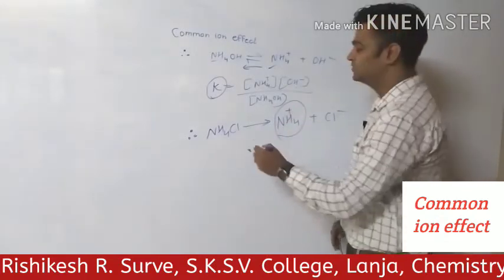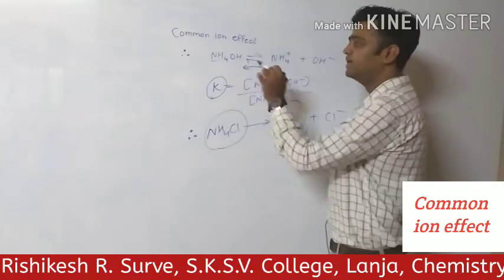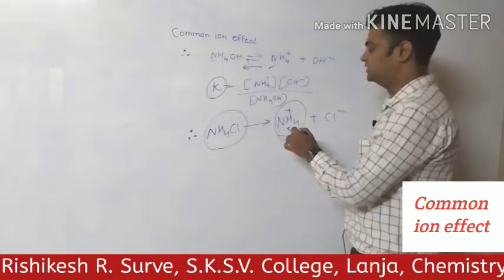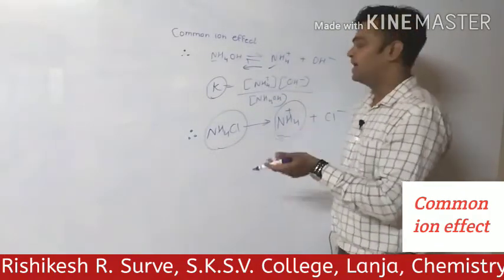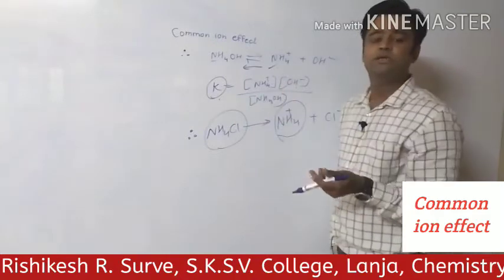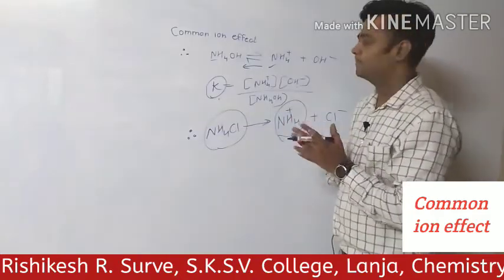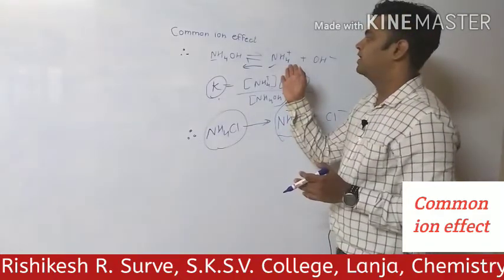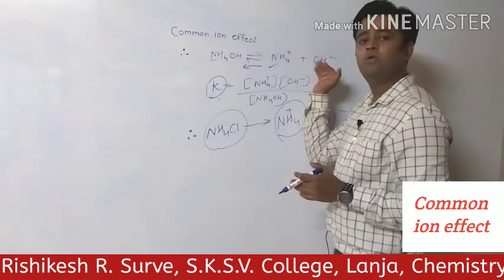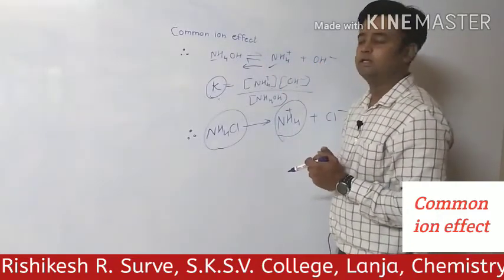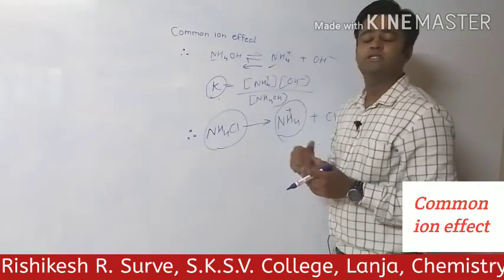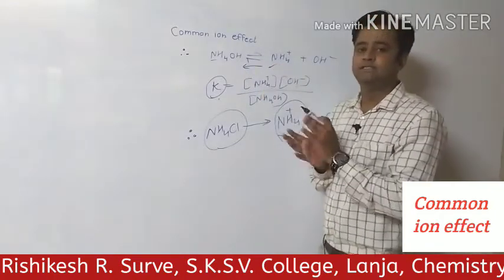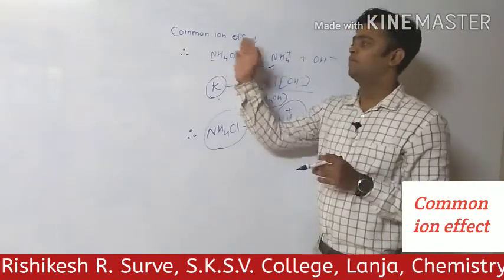Why? This is due to the presence of NH4Cl in NH4OH. That is, the NH4 plus ion concentration increases, and to maintain the dissociation constant K value constant, the above reaction has to go in a backward direction. That is, dissociation of NH4OH gets suppressed. This is the common ion effect.